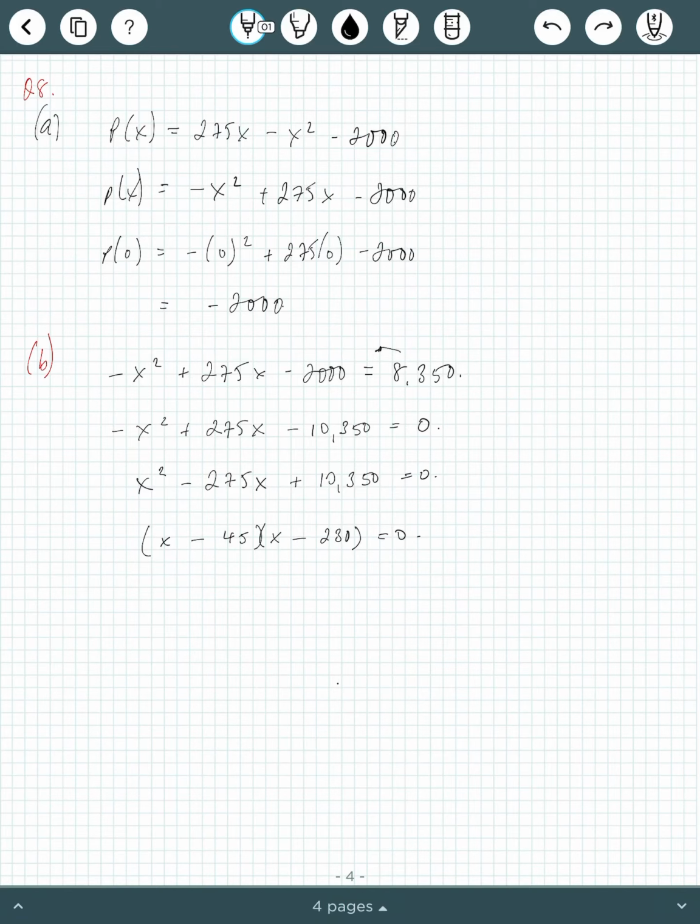Okay. So we've got x is equal to 45 and x is equal to 230. So basically, if you look very carefully at the question, x has to be less than 200. So therefore, it cannot be that. So 45 km of cable must be sold if they want to make a profit of 8350.